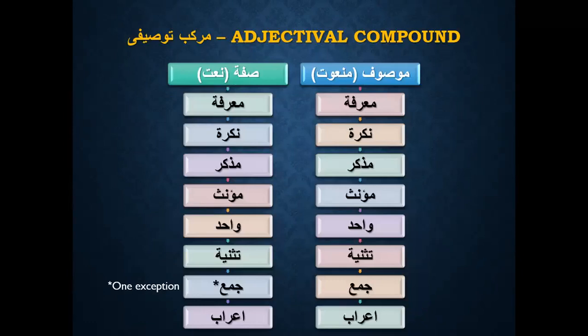We covered the murakkab tawsifi, adjectival compound, which has 2 parts. The first part is called mawsuf, second part is called sifa. Mawsuf or man'ud and sifa or na'at. And they correspond to each other in all 4 respects, with regards to their gender, with regards to their being definite or indefinite, with regards to their being singular, plural, or dual, and with regards to their declension. And there's one exception to that, which we will cover later.